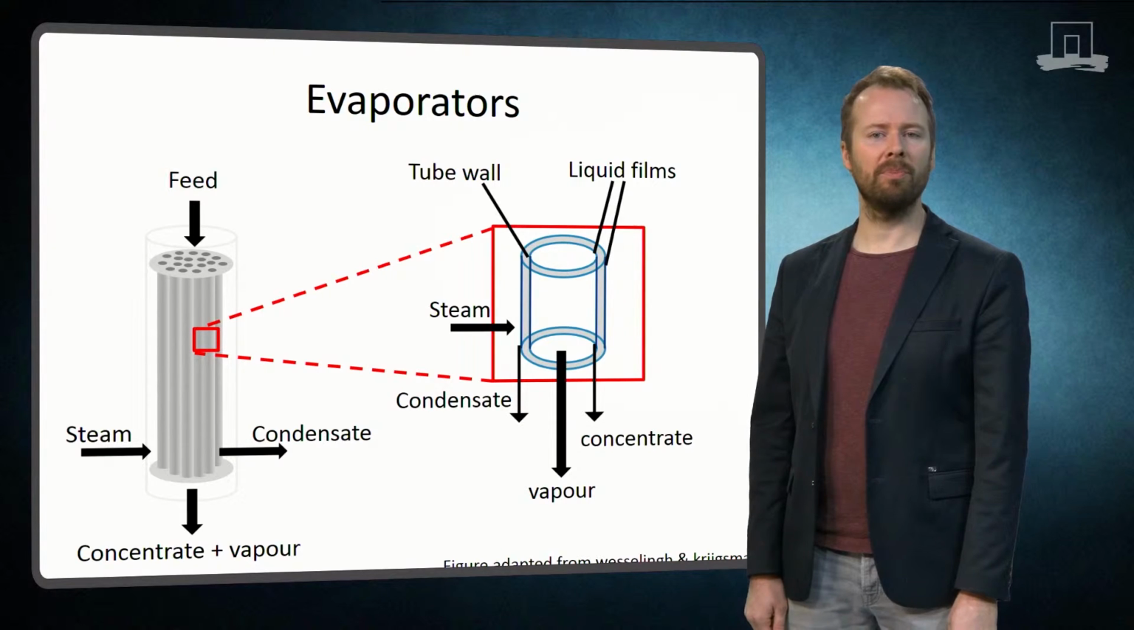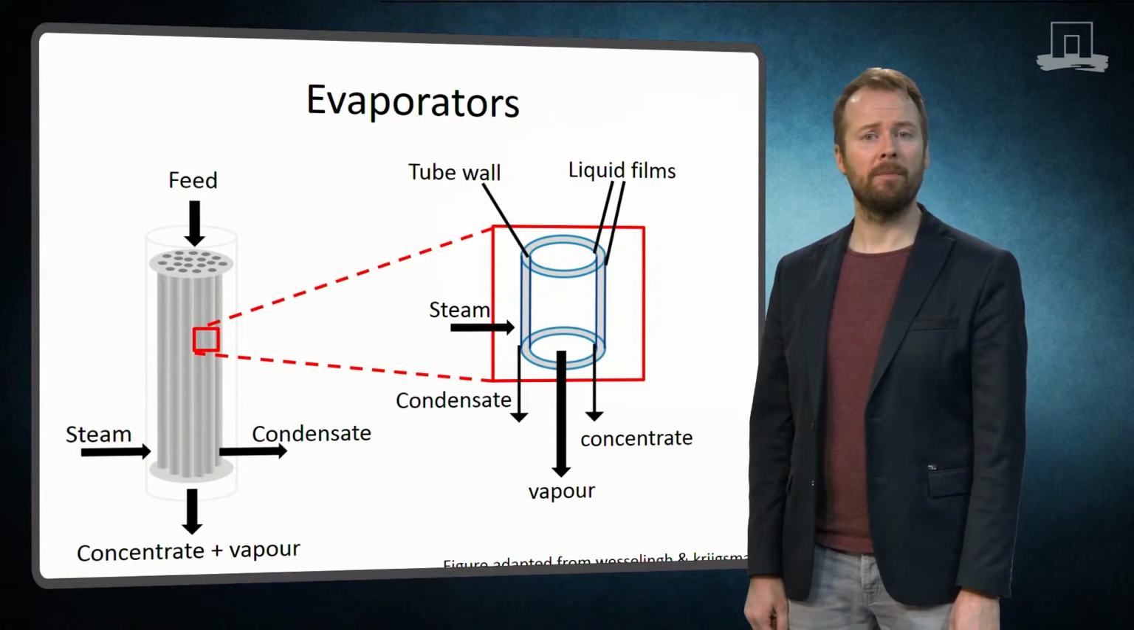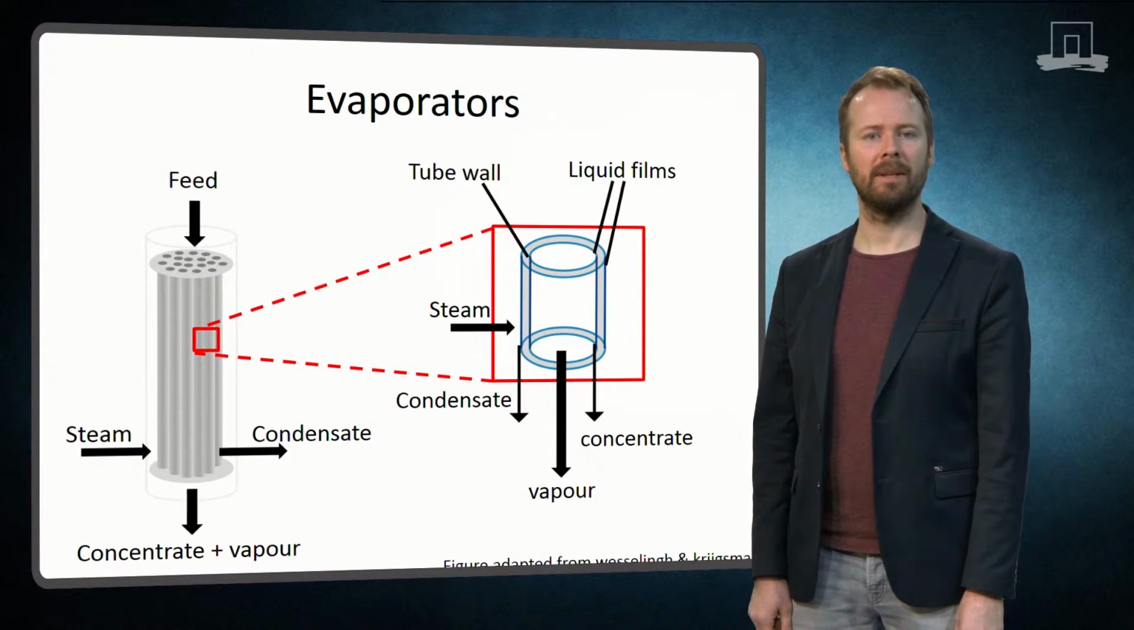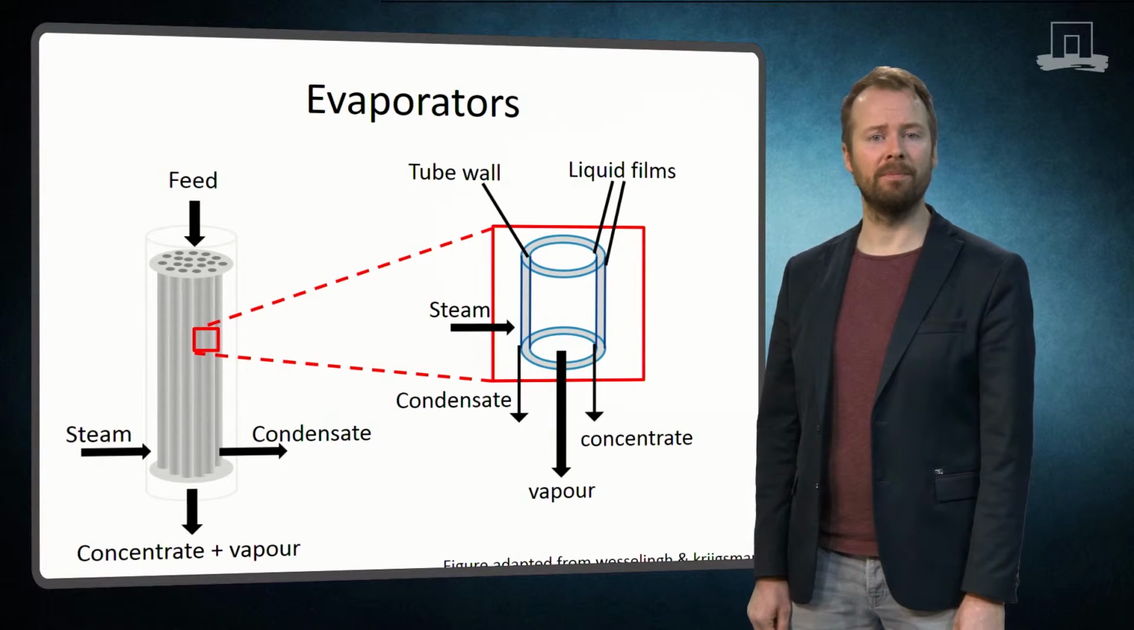The oldest and most simple way to remove excess amounts of water is evaporation. Large industrial evaporators often consist of vertical tubes, also known as falling film evaporators. The feed is added to the top and forms a film on the inside of the tube walls. At the same time, steam is passed along the tubes, indirectly heating the film.